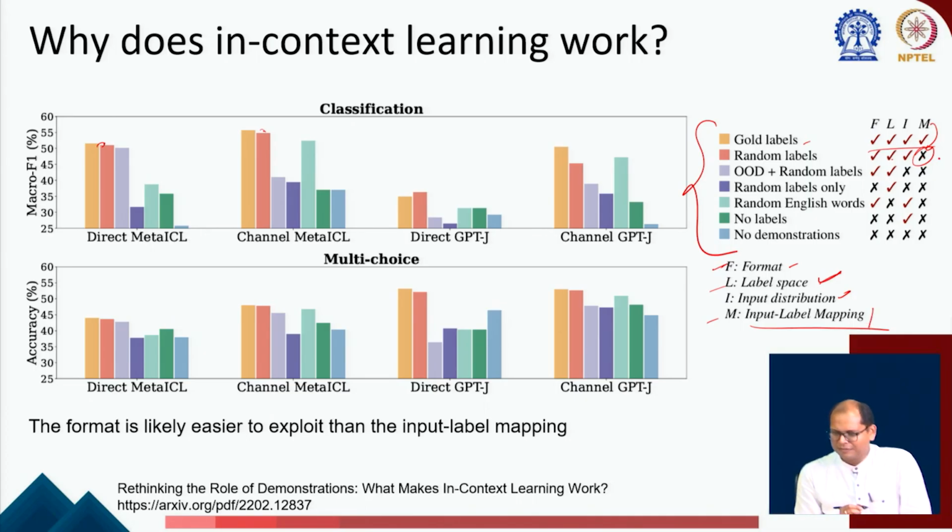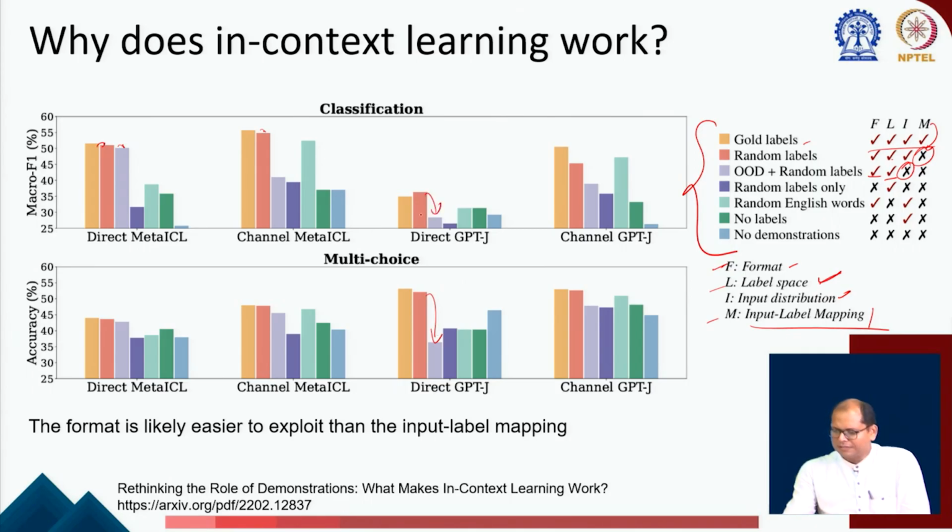Then they asked, what if I give some out-of-domain data with these random labels? What happens then? Out of domain means some random sentences. You preserve the format, and you still preserve the labels. You know what labels to give, but the input is random, and the labels are also random because we don't know the correct labels for them. Then you see the performance is sometimes okay and sometimes poor. There is a lot of drop.